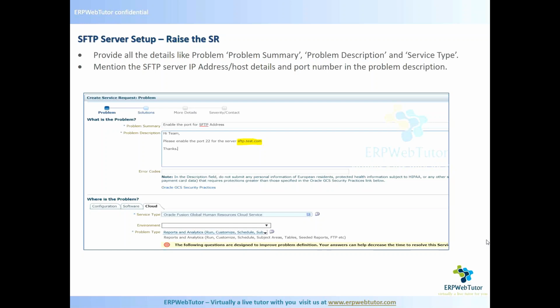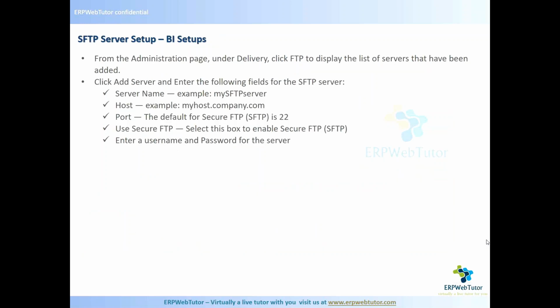So we will also see, I will just walk you through how we will set up that SFTP in Oracle. Before that, I will just show you the quick steps for doing that. So we have the administration page under reports and analytics. We have created multiple reports in the reports and analytics page. There we have an option called administration where most of the setups related to BI Publisher are done. In that, under delivery, we have an FTP option.